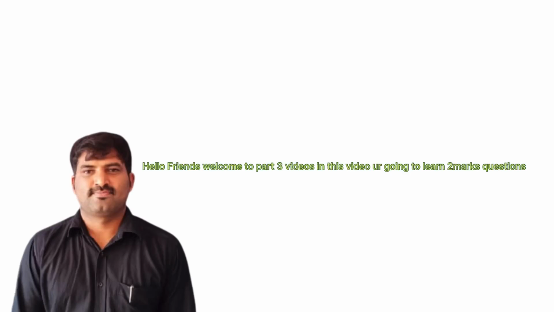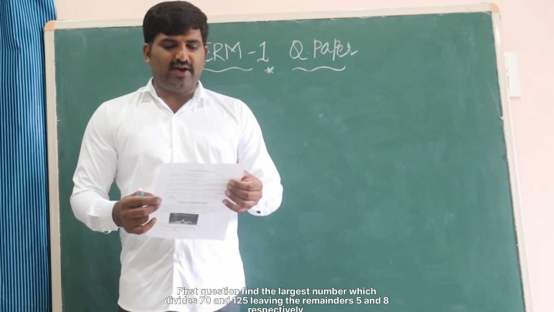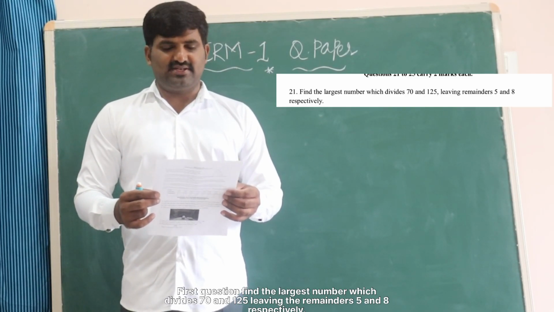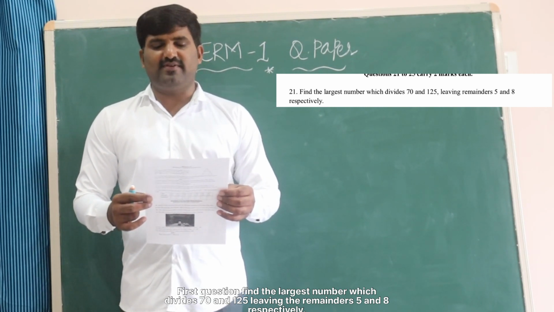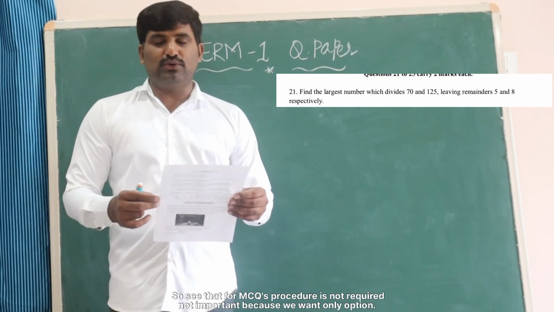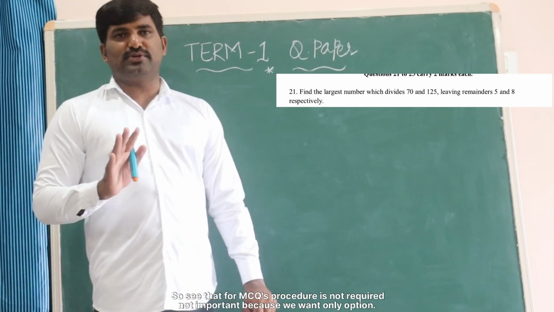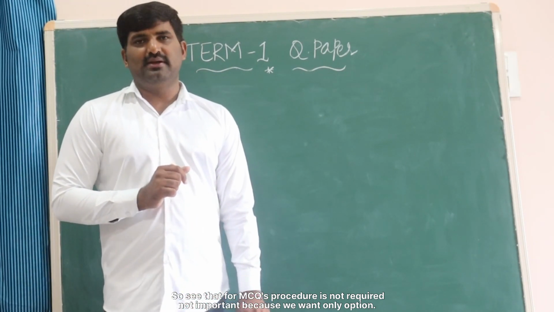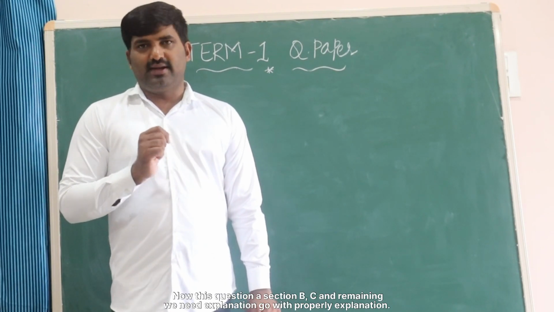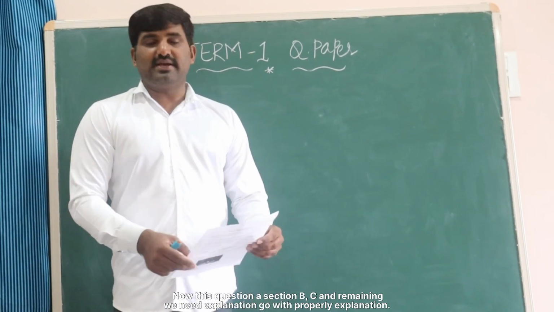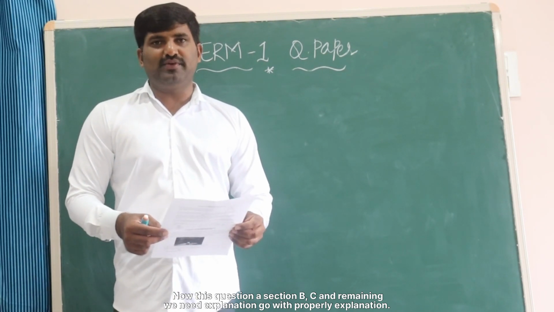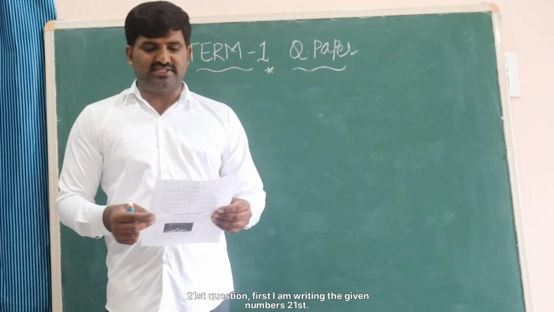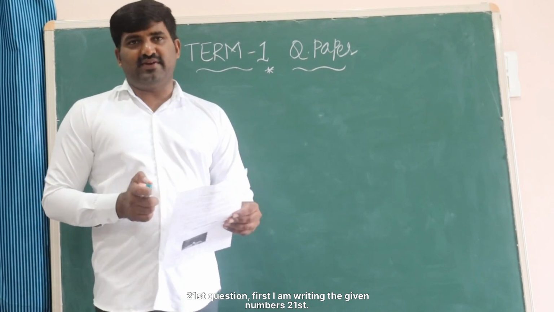In this video you are going to learn about 2 marks questions. Question: find the largest number which divides 70 and 125, leaving the remainders 5 and 8 respectively. For MCQs the procedure is not required, because we want only the option. For sections B, C and the rest, we need explanation. So let's go with a proper explanation of the 21st question.